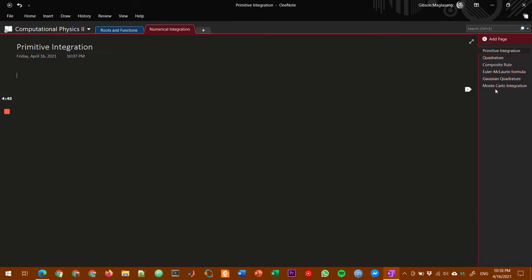As you can see here on the page, we have primitive integration. You will also be learning what quadrature is, composite rule in integration. We have the Euler-Maclaurin formula. We have the Gaussian quadrature. And lastly, the Monte Carlo integration. As an additional, we will include here MATLAB's own integration routine. Okay?